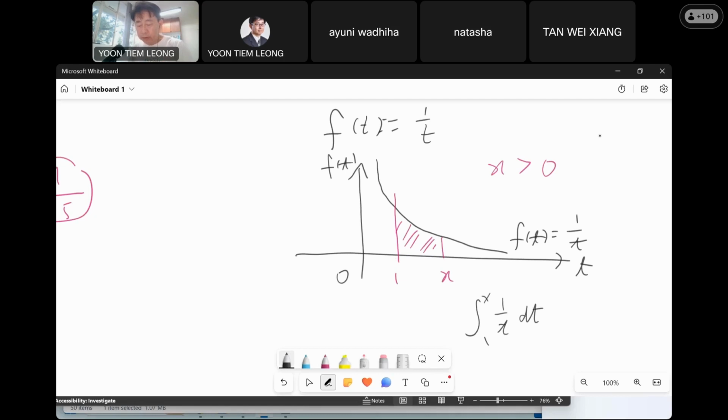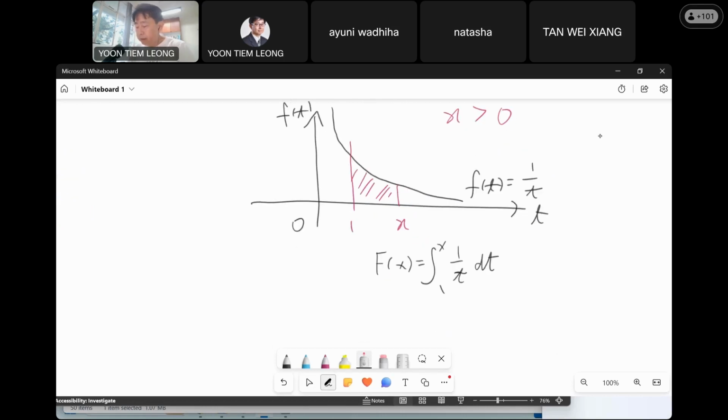x. So here is a function defined in terms of the definite integral with the integrand function given by 1 over t. And I'll call this function F of x. F of x is a function that is defined in the form of a definite integral, where you integrate from a constant to x.